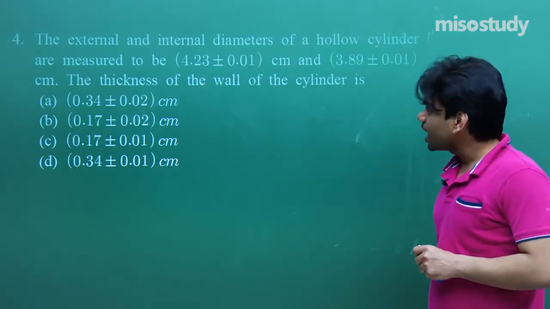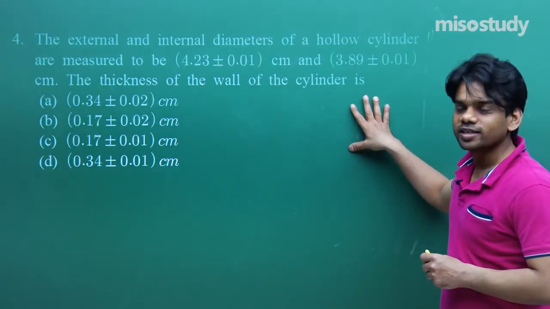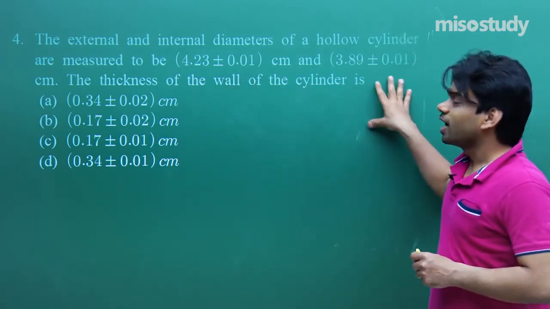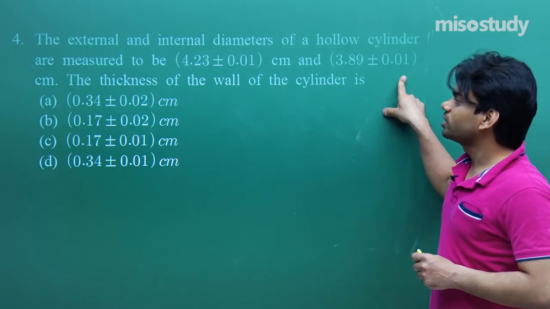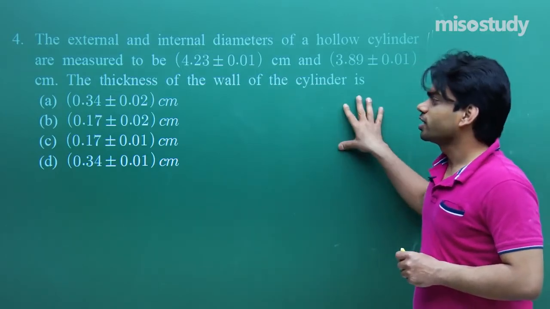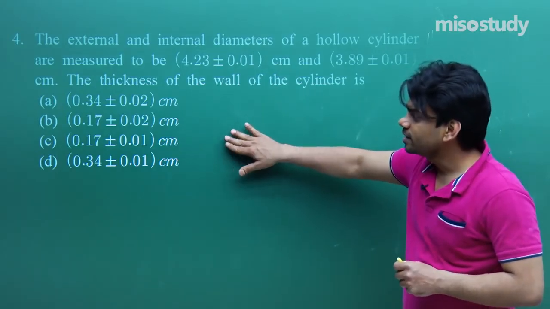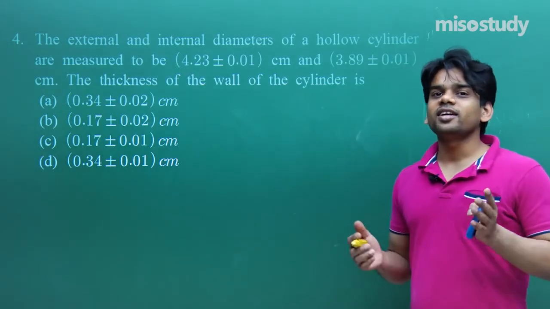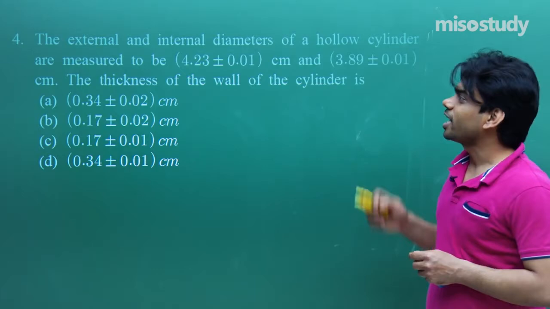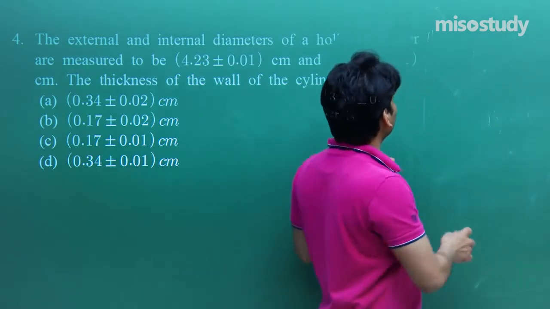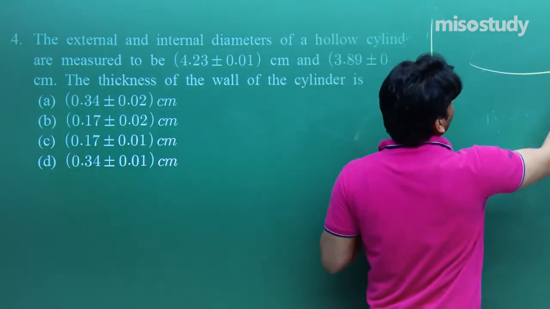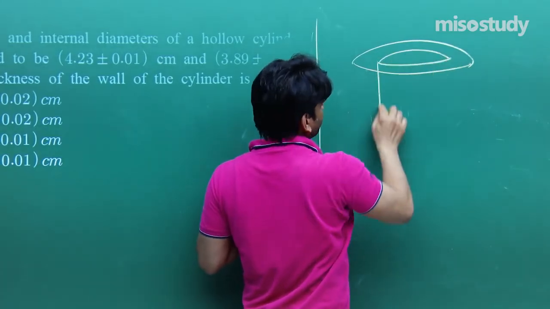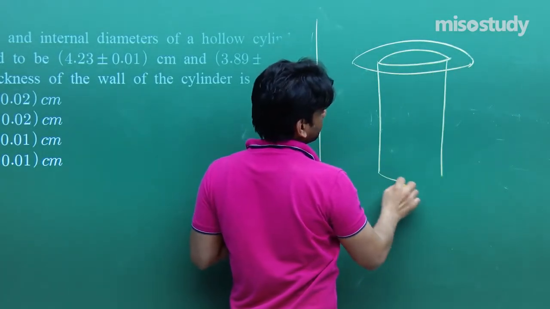The external and internal diameters of a hollow cylinder are measured to be 4.23 plus minus 0.01 centimeter and 3.89 plus minus 0.01 centimeter. The thickness of the wall of cylinder is A, B, C, D. We need to find out the thickness. Cylinder's exterior and interior diameter is given. Internal and external diameters are given. How will the cylinder be made? The cylinder will be somewhat like this. As you can clearly identify with this diagram, it will be somewhat like this.